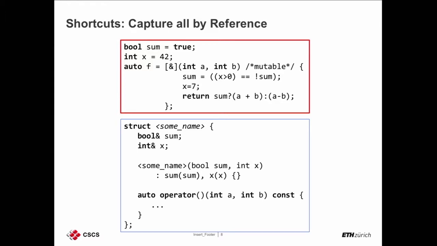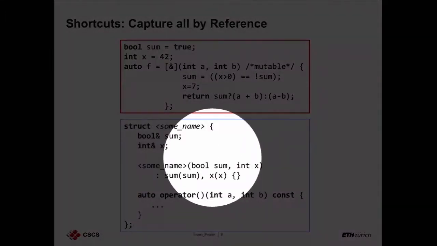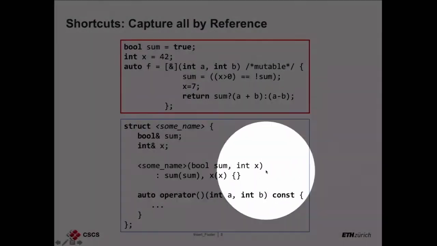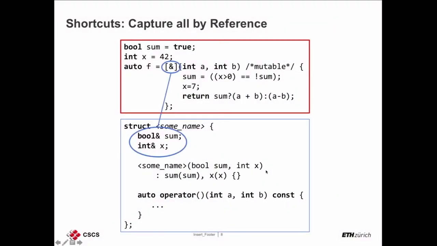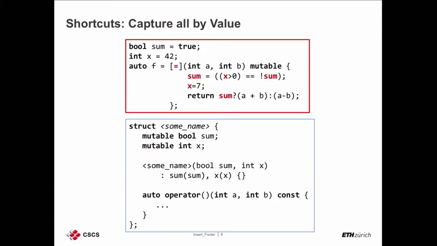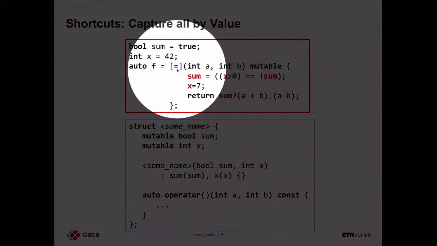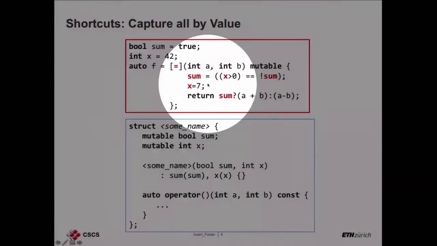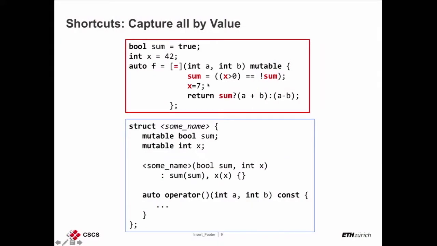Yeah, this is actually wrong code. It's not correct. It should be bool ref and int ref to do the capture correctly. But on the other hand, I might also be willing to capture everything by value. Just give me a copy of everything, and you do it by value. So you put an equal sign inside the square brackets, and then you have access to all the variables that are available in your scope by value.